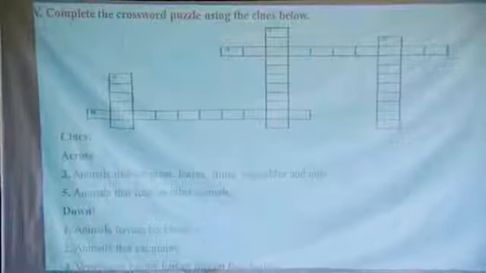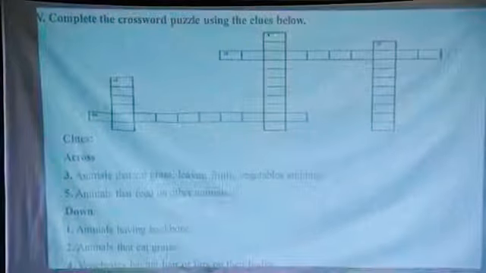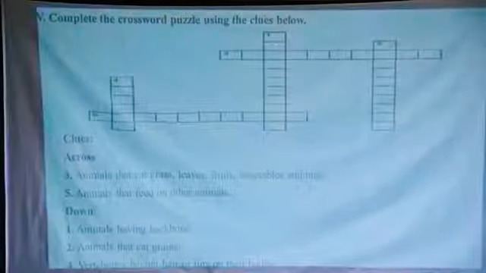Now look at this down. Number 1: animals having a backbone. What name is given to animals that have backbones? Simply, we say these animals are called vertebrates. So you can simply fill it in. Remember, to fill in the puzzle, make sure that you put each letter in each box.